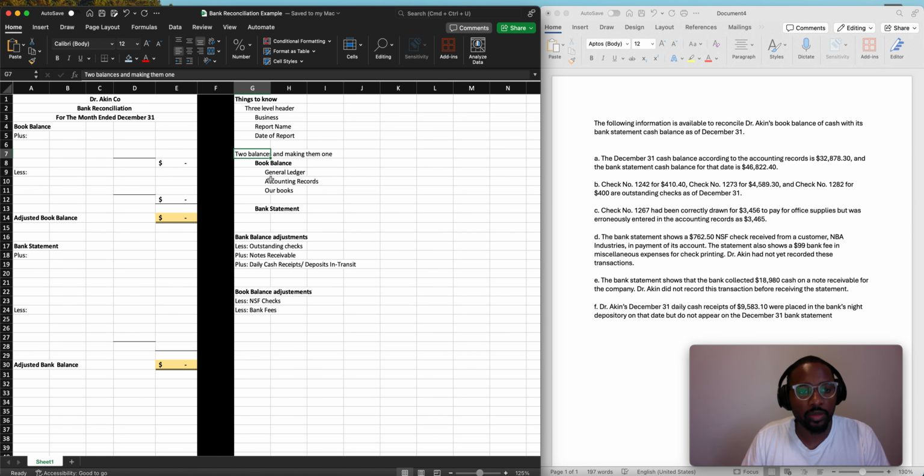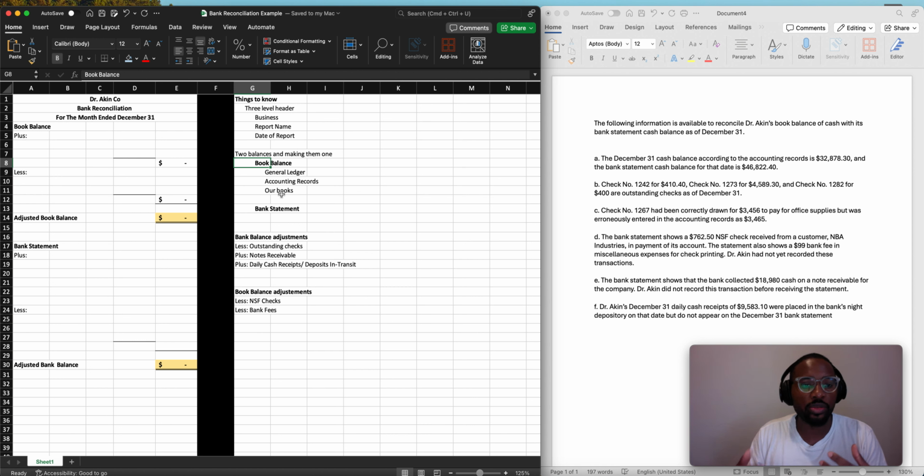Next thing you need to know, number two, which I alluded to earlier: a bank reconciliation is taking two balances and making them one. So the real question is, what are those two balances? Well, the first balance is called book balance. A book balance is our balance. It's what we can control. It's the books that we can control.